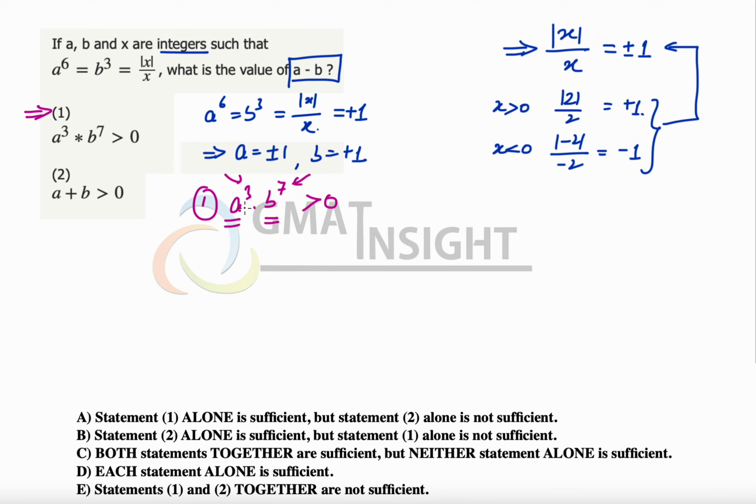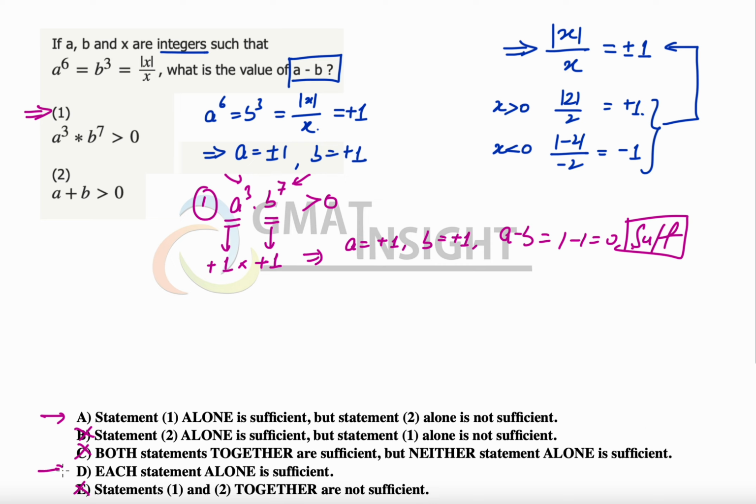That means the sign of a cube times b to the power 7 will be the same as the sign of a into b, and the product of them is greater than 0. We definitely know that b is positive 1. That means a cube should also be positive 1, only then will the product be greater than 0. Since a is equal to plus 1 and b is also equal to plus 1, a minus b has to be 1 minus 1, that is 0. Therefore the first statement alone is sufficient, which leaves us with only two choices, option A and option D. One of these two options has to be the right answer.